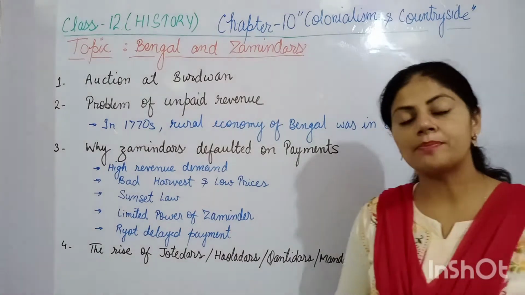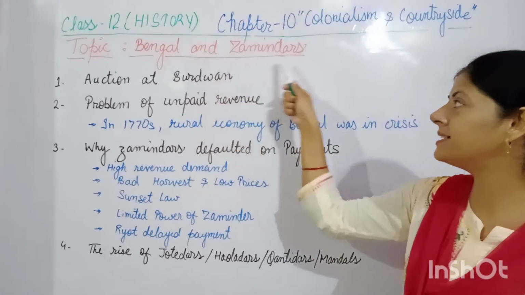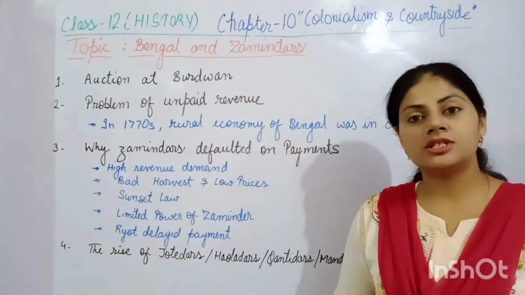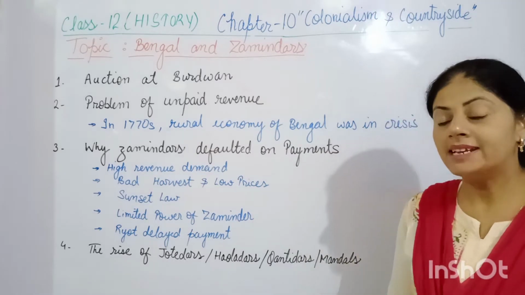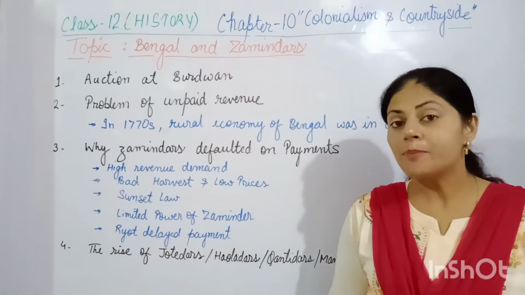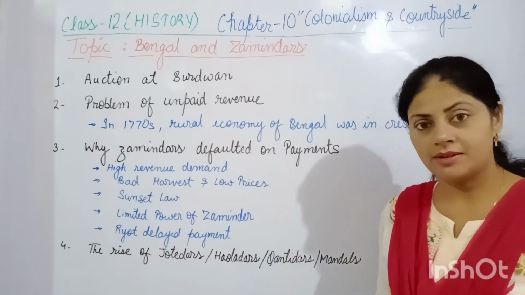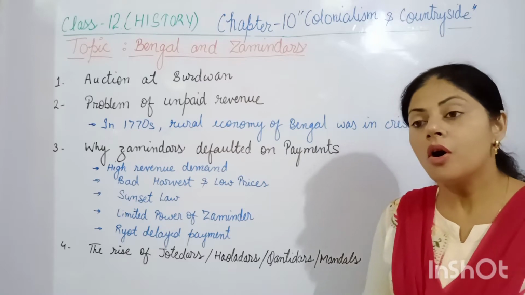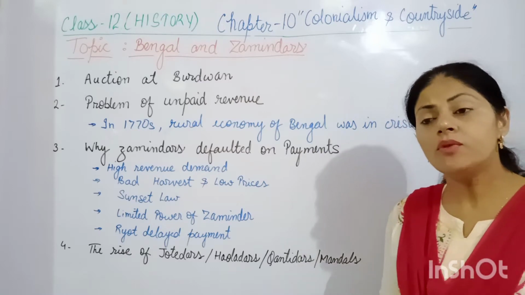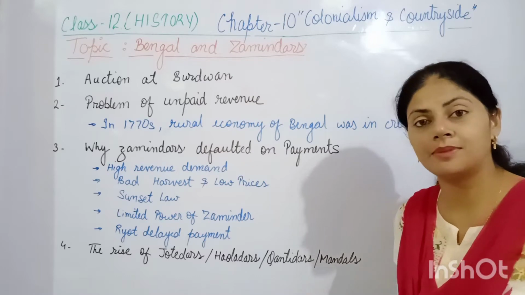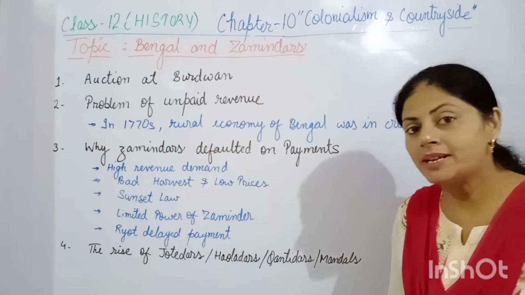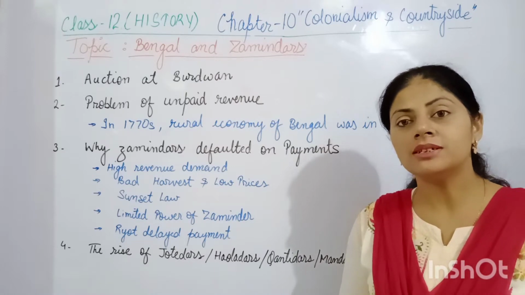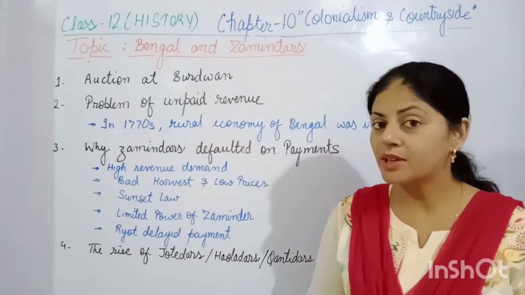So we start our first topic of the chapter, and the first topic is Bengal and Zamindars. As you all know, Bengal was the first region to be occupied by the Britishers, and after occupying the Diwani of Bengal, the problem of the financing of the trade by the Britishers gets solved. Earlier, before getting the Diwani of Bengal, all the trade in India was financed by the British East India Company from the money they brought from their country. But after getting the Diwani of Bengal, now all the trade of the region was financed by the revenue collected by them from the region of Bengal.